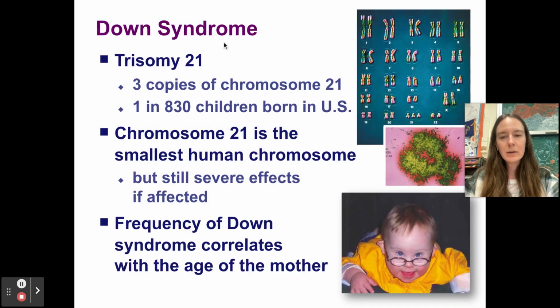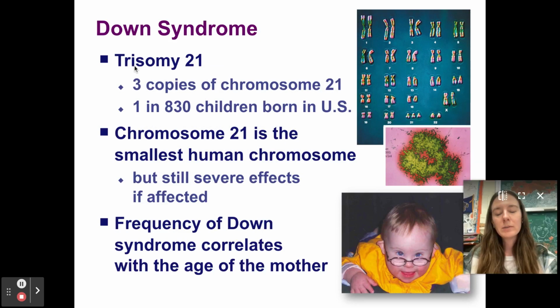So for example, Down syndrome, this is trisomy, so 3 chromosomes on number 21. 1 out of 830 children are born in the US with Down syndrome. It's the smallest human chromosome, so it has the least number of genes on it, but it has severe effects.